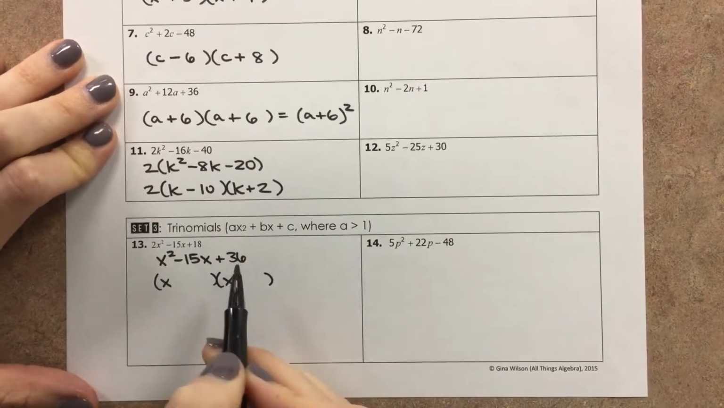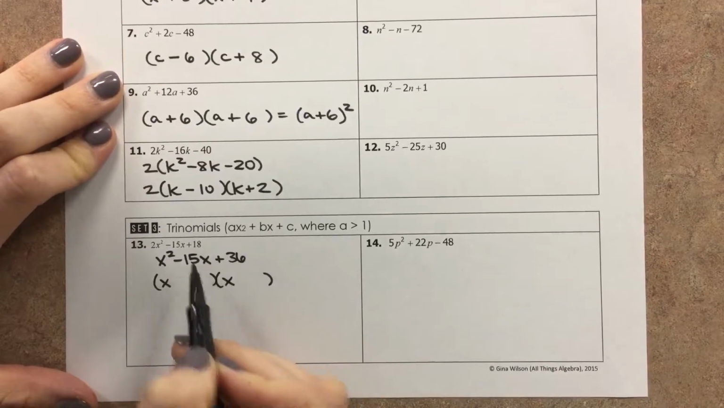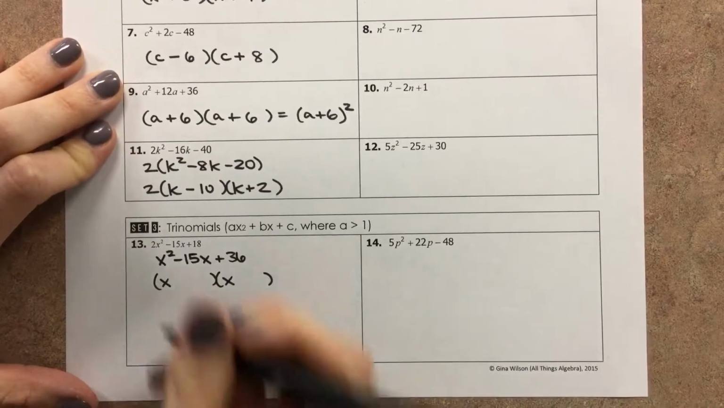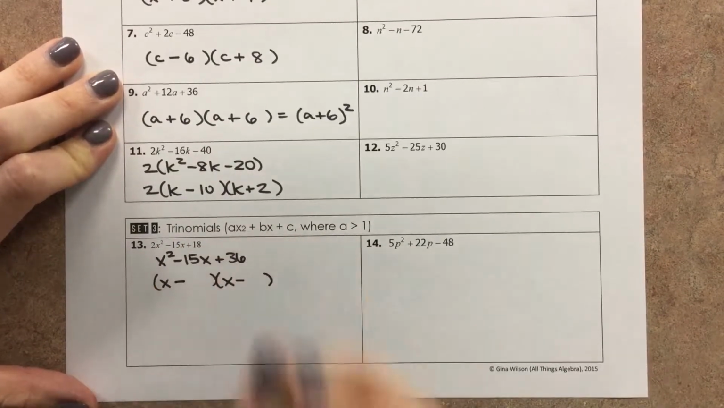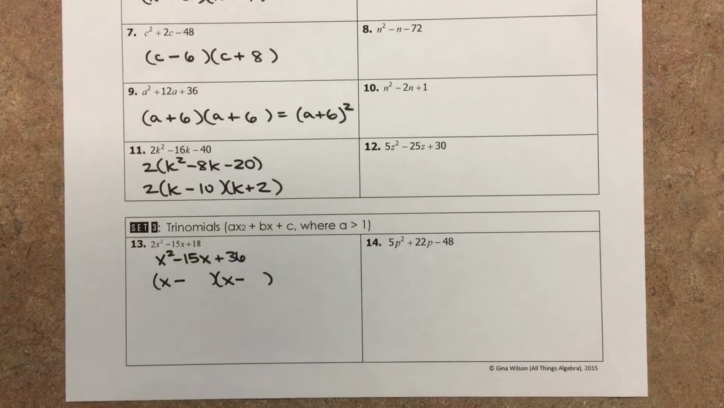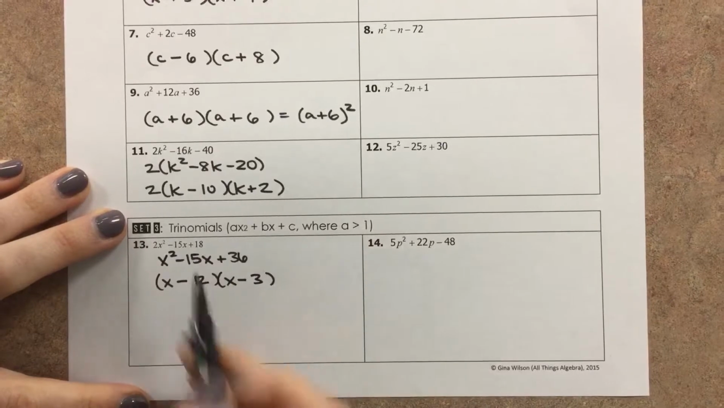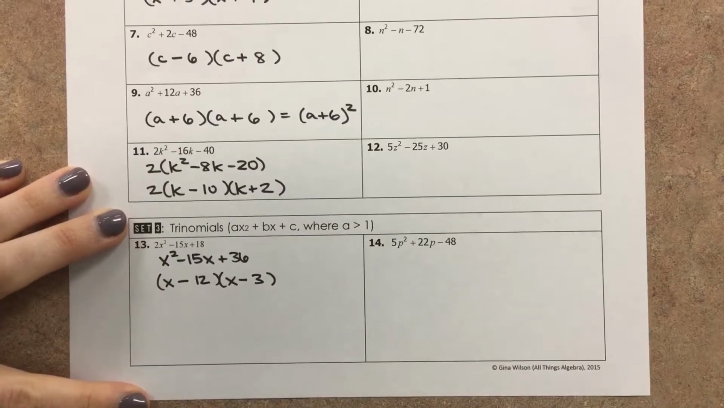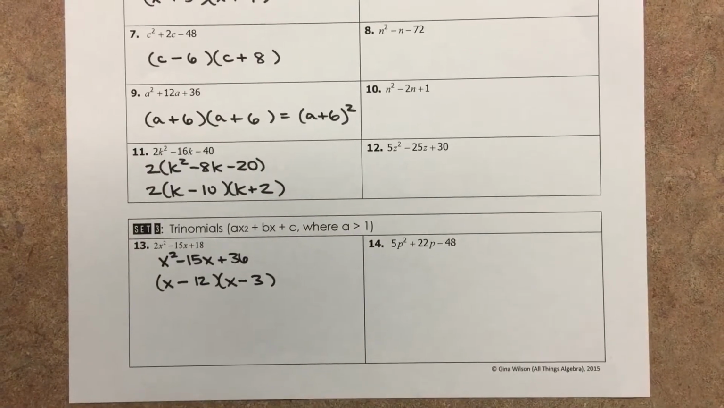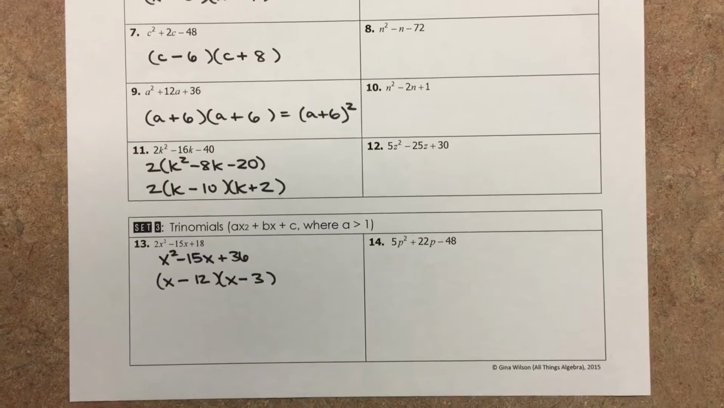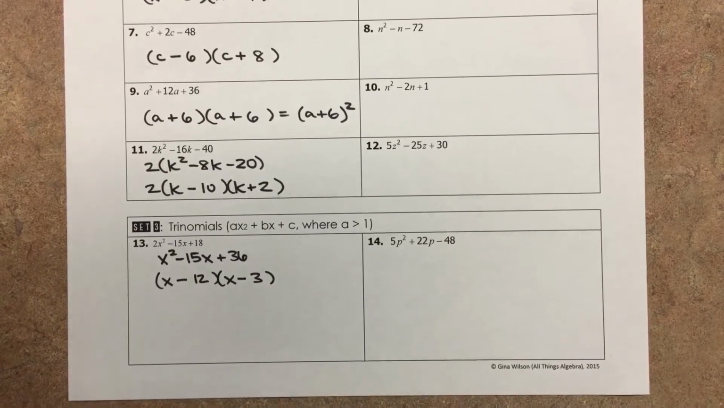And then I am trying to multiply to 36 and add to a negative 15. Okay, so this should be a negative times a negative, because that's what would give me a 36. And the 36 would be 12 times 3, and that's what adds up to a negative 15. So we're not quite done. To finish off the slide and divide, we did the slide and then the factoring. Now we have to finish off with the divide.